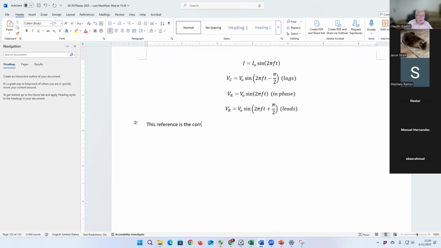This is the right one to think about for a very important reason, right? Okay, for a very important reason. This reference is the correct one, the right one to think about for a very important reason.